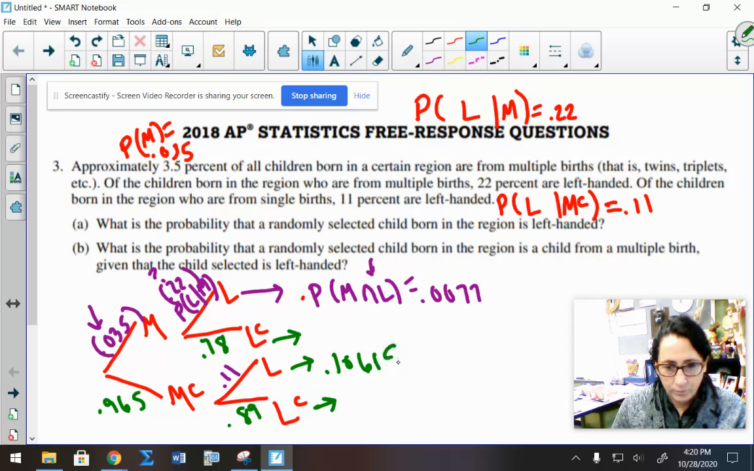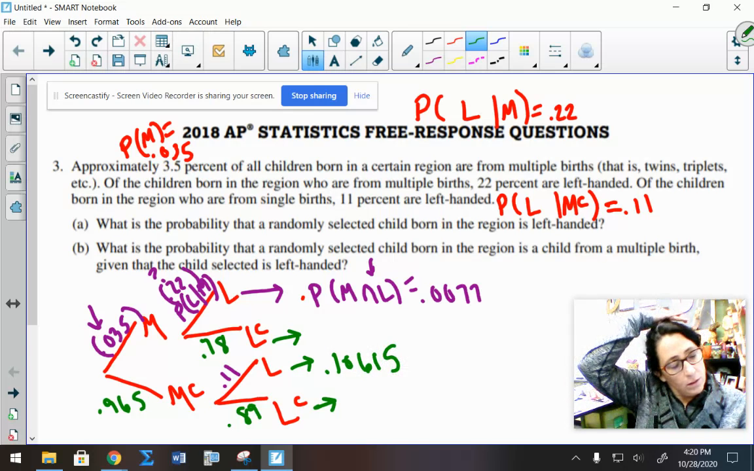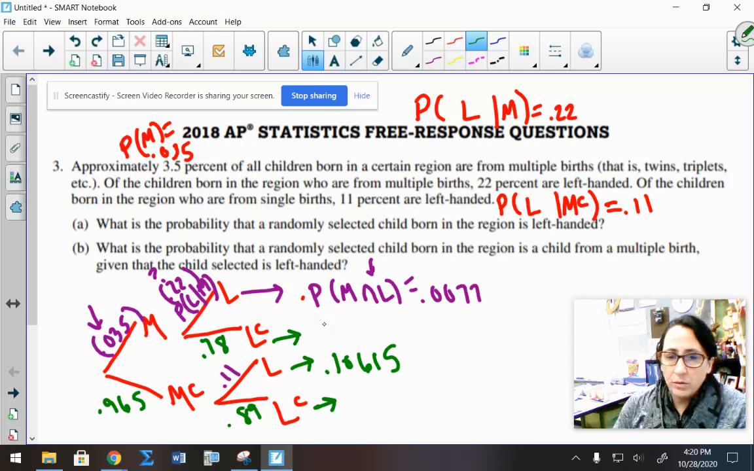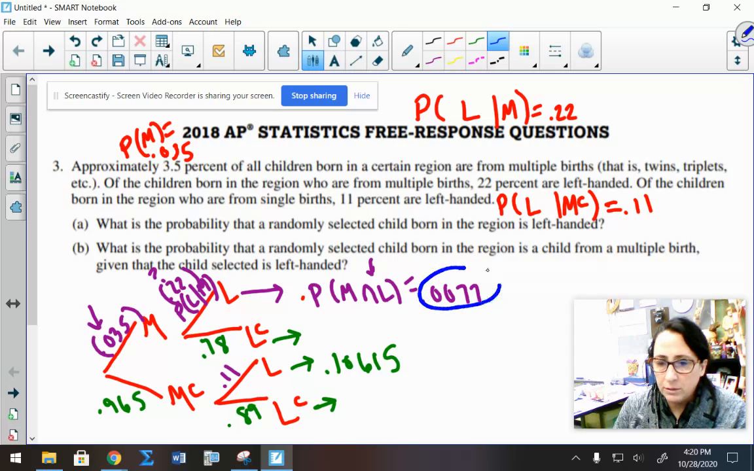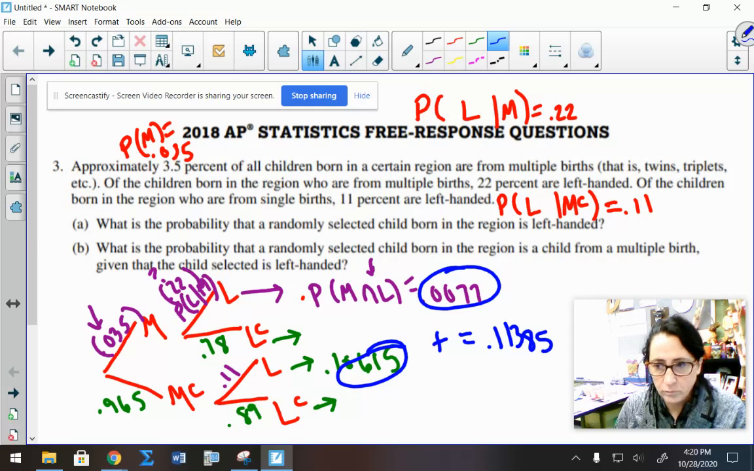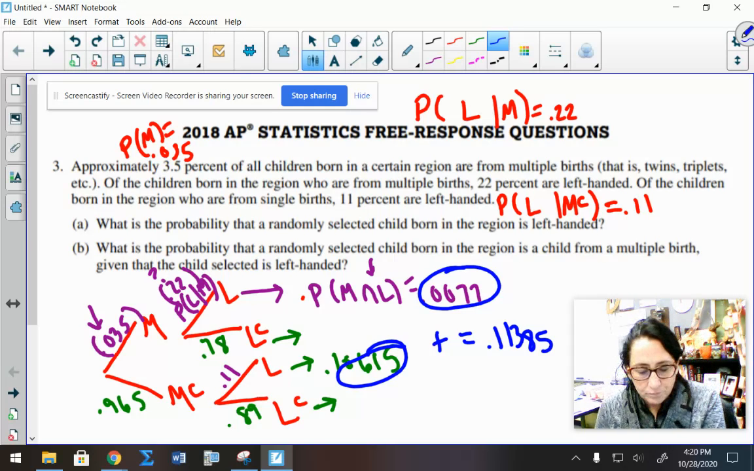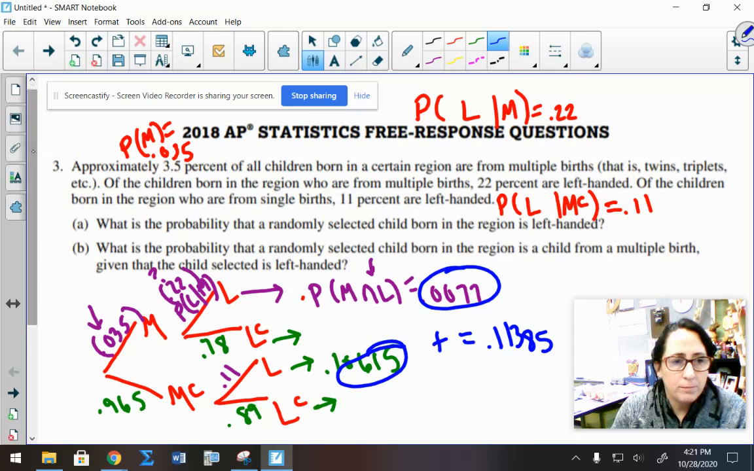Now let's look at part A. Part A says, what's the probability that they would be left-handed? Left-handed occurred here and here, so I'm going to add those together, and part A gives me 0.11385. Let's look at part B. Sorry, I should have said part A was the probability of left-handed.